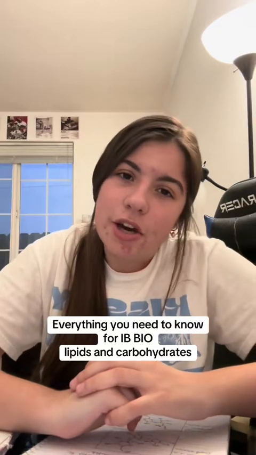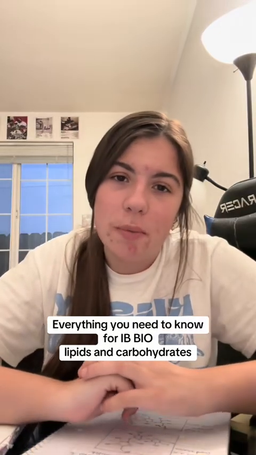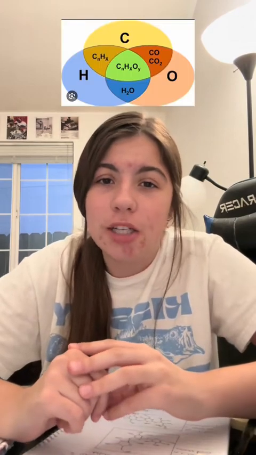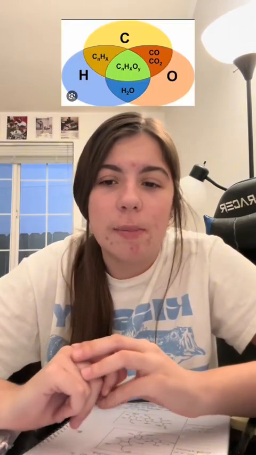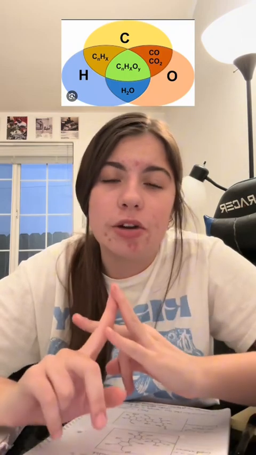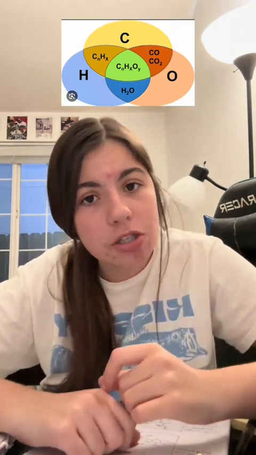This is everything you need to know for IB Bio, section B1.1, Carbs and Lipids. Just like in geometry, CO is going to be your best friend. Carbs and lipids are both made up of carbon, oxygen, and hydrogen. You can remember that through CHO or COH, but they have different properties because of the form of the molecule.